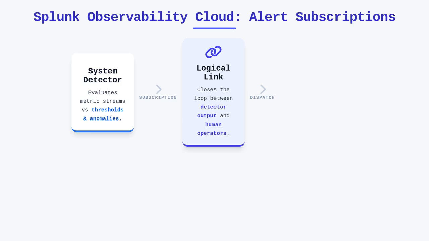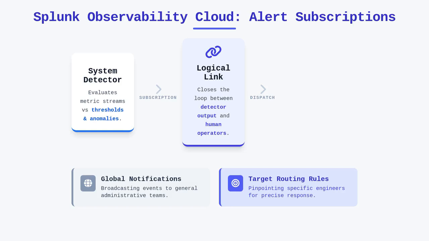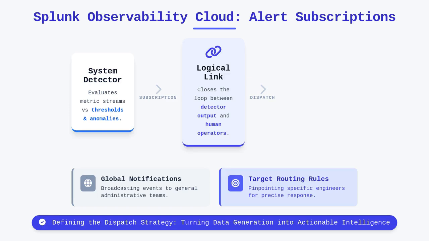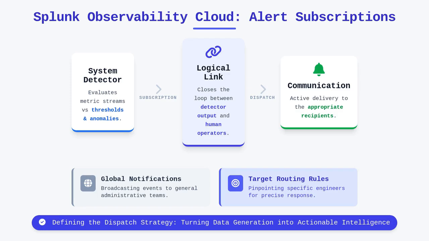This process requires a clear understanding of the difference between global notifications, which often broadcast events to broad administrative teams, and localized target routing rules that pinpoint specific engineers. When you configure these subscriptions, you are effectively defining the dispatch strategy for your organization. Proper orchestration of these streams ensures that information is not just generated, but actively delivered to the appropriate recipients.